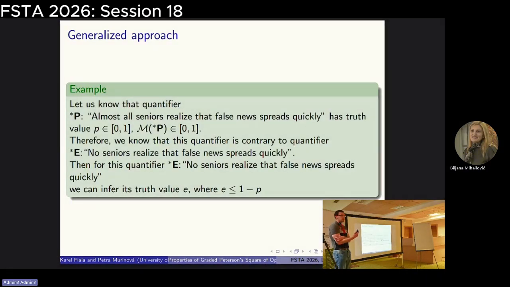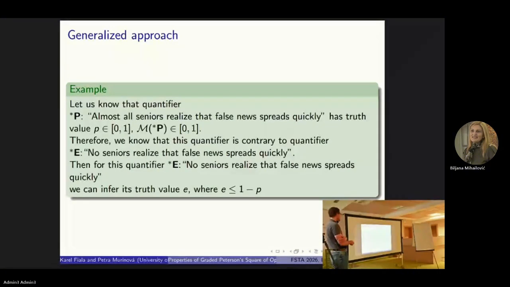So let us show it on the example. Let us take the quantifier P, which can be expressed like this: almost all seniors realize that false news spreads quickly has truth value p, where p lies in the interval from 0 to 1. It's like a real interval. Therefore, we know that P is contrary to E, where E is no seniors realize that false news spreads quickly. Then, using the previous inequality, we obtain that the truth value for E will be less than or equal to 1 minus p.